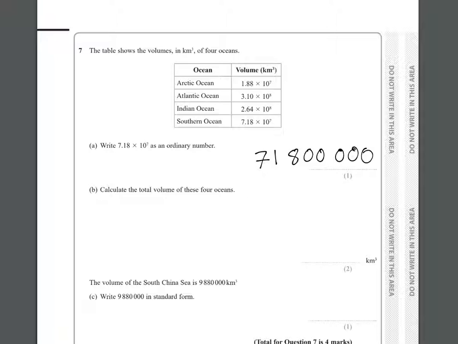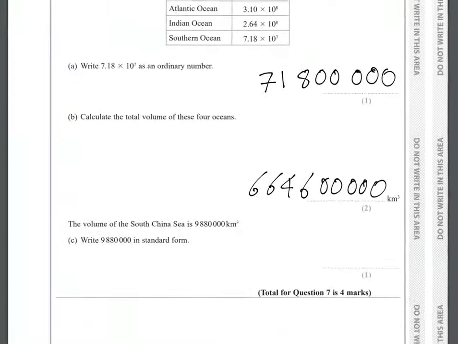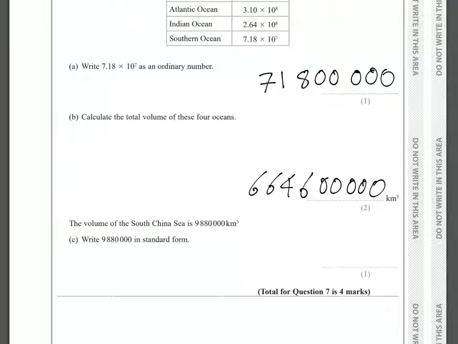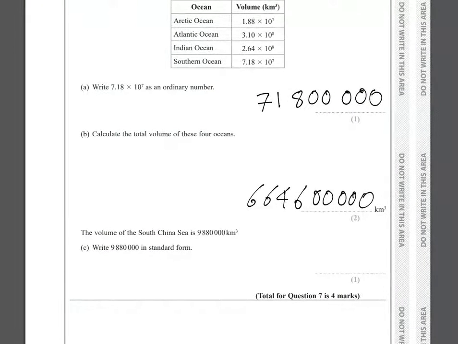You get 66460000. And it doesn't say that this needs to be a standard form. Okay, the volume of the South China Sea is that. Write it in standard form.